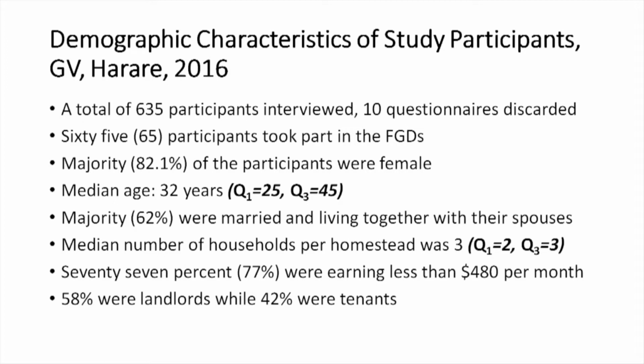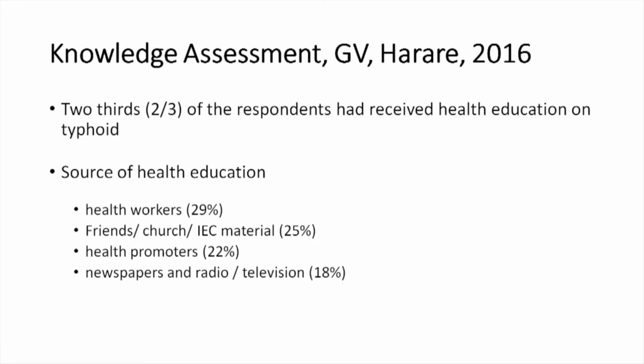Then 58% were landlords, while 42% were tenants. Two thirds said they had received health education, and the sources of the health education were health workers, friends, church and IEC material, and health promoters. We also had print and electronic media.